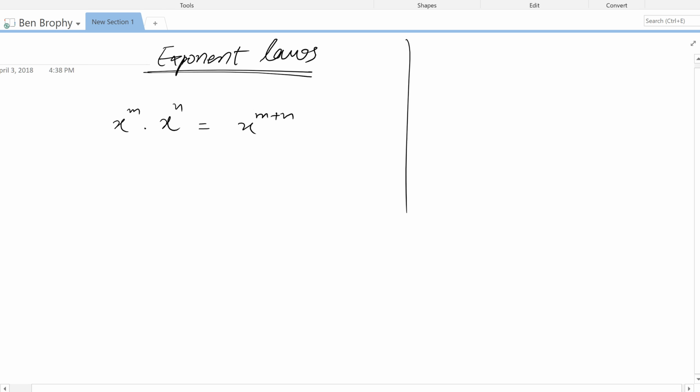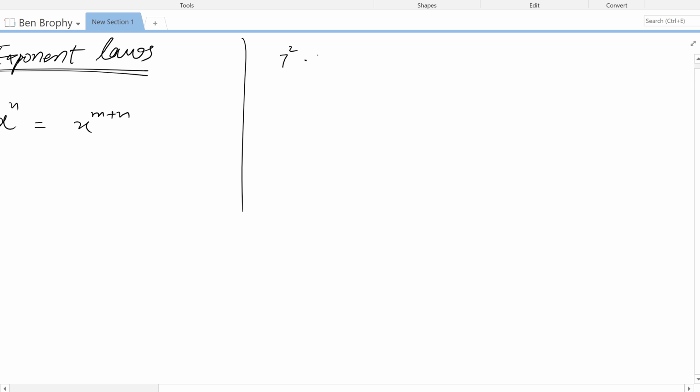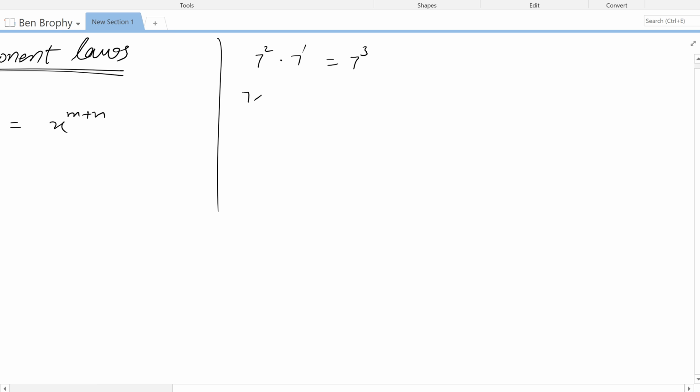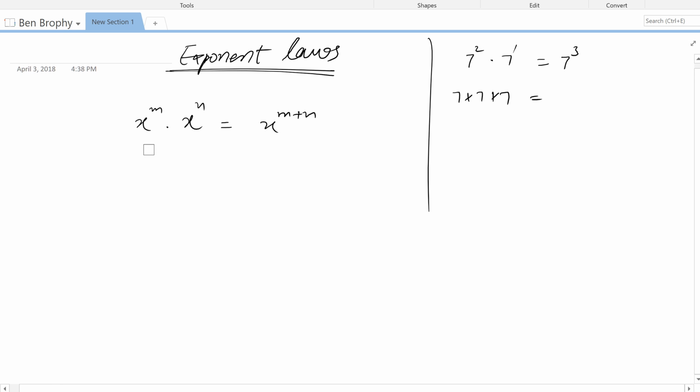For example, 7 raised by 2, multiplied by 7 raised by 1. Now, 7 raised by 3. Or simply you can reduce it. Simplify that. You see? That's the same thing. So that rule is valid for all kinds of x values and all m real numbers.